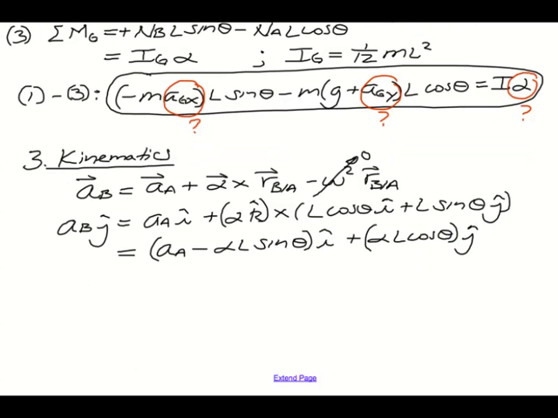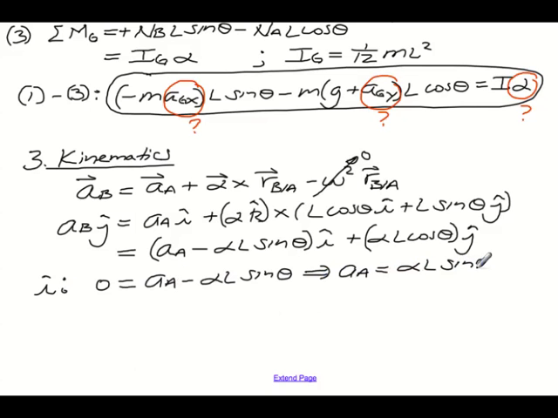So one vector equation, two components. I'm going to pick the x component. 0 is equal to a_A minus alpha L sine theta. So a_A is equal to alpha L sine theta with a plus sign.